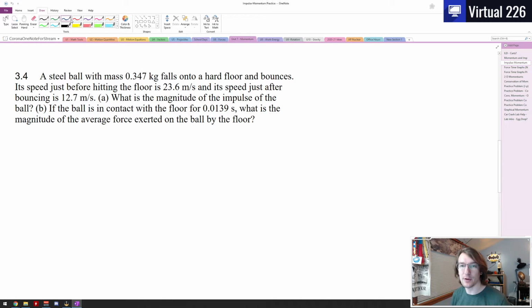We are talking about impulse momentum in Unit 7 here. This is one of our practice problems, number 3.4. What we have here is a steel ball with a mass of 0.347 kilograms. It falls onto a hard floor and it bounces. So it falls down, hits the floor, and bounces back up. Its speed just before hitting the floor is 23.6 meters per second, and just after it hits the floor, it's bouncing at 12.7 meters per second.